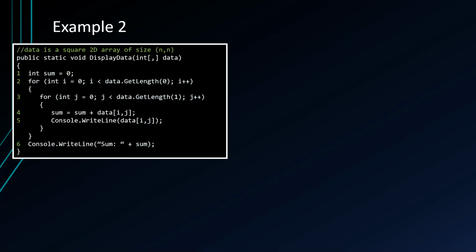All right, here's a little bit more complicated one. So this one, you've got to look at the comment here. So the data is a square 2D array. Square 2D array. That means that it's got the same number of rows and columns. So it's n by n. So all this function does is add up all the elements and then display the element on the screen as well as the final sum.